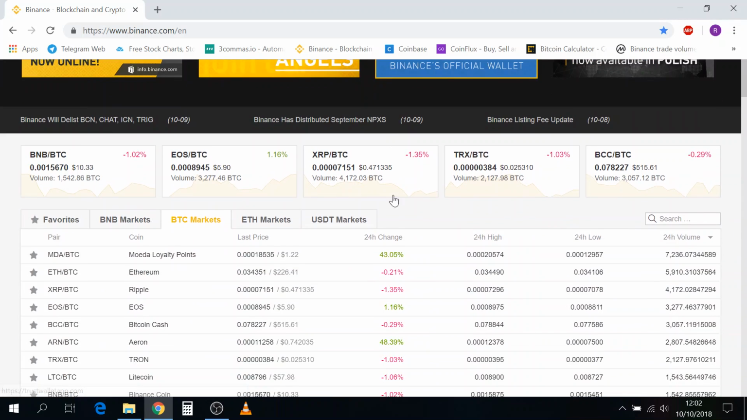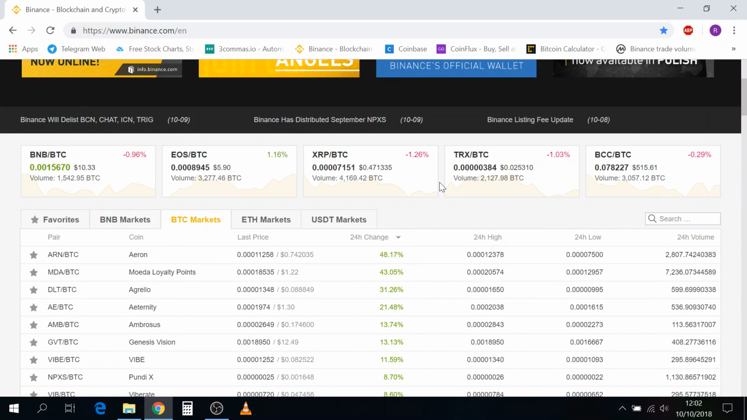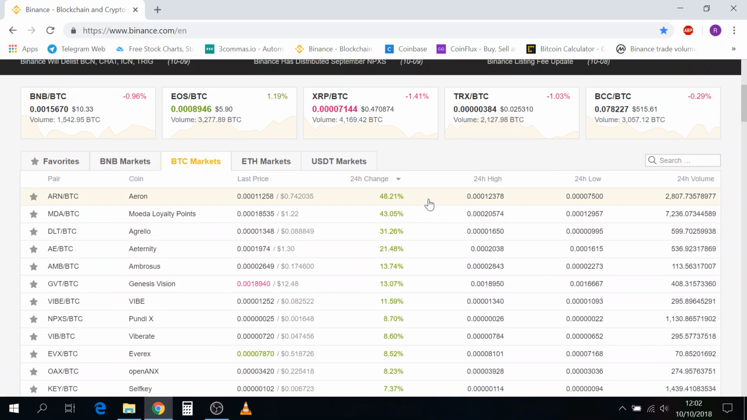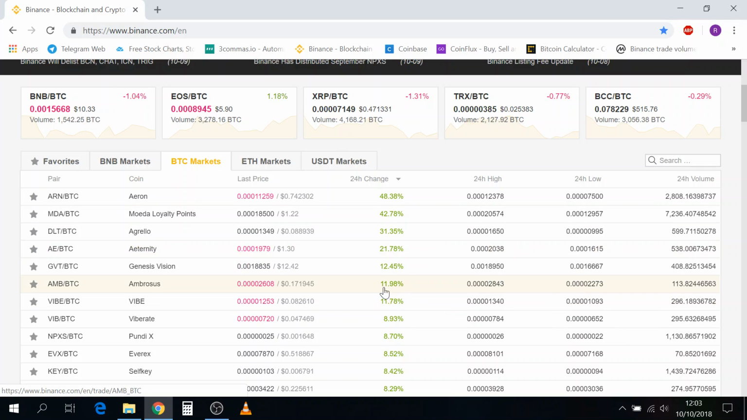What you want to do once you're on Binance, go to the 24 hours change and set it up like this to show you the biggest gainers going downwards. Sorry. So we can see here that we have 4 coins that really are over 20% gain in the last 24 hours. What does that mean? It means there's a lot of fluctuation. It means there's volatility in the market.